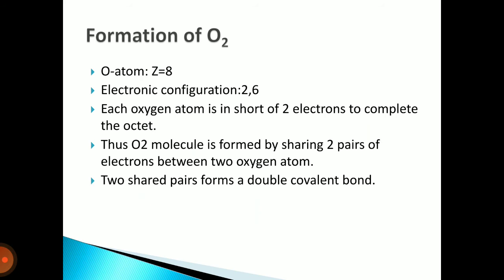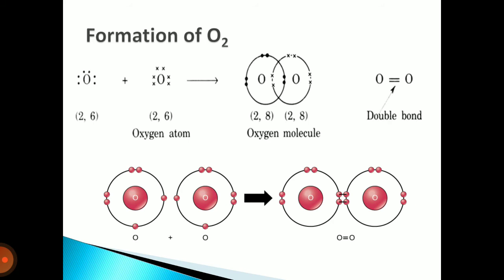Next example of double bond formation is oxygen molecule. In oxygen, we have two oxygen atoms. So oxygen atom with atomic number 8 has electronic configuration 2,6. Each oxygen atom is short of 2 electrons to complete its octet. Thus, oxygen molecule is formed by sharing two pairs of electrons between the two oxygen atoms. Two shared pairs form a double covalent bond between the two combining oxygen atoms.